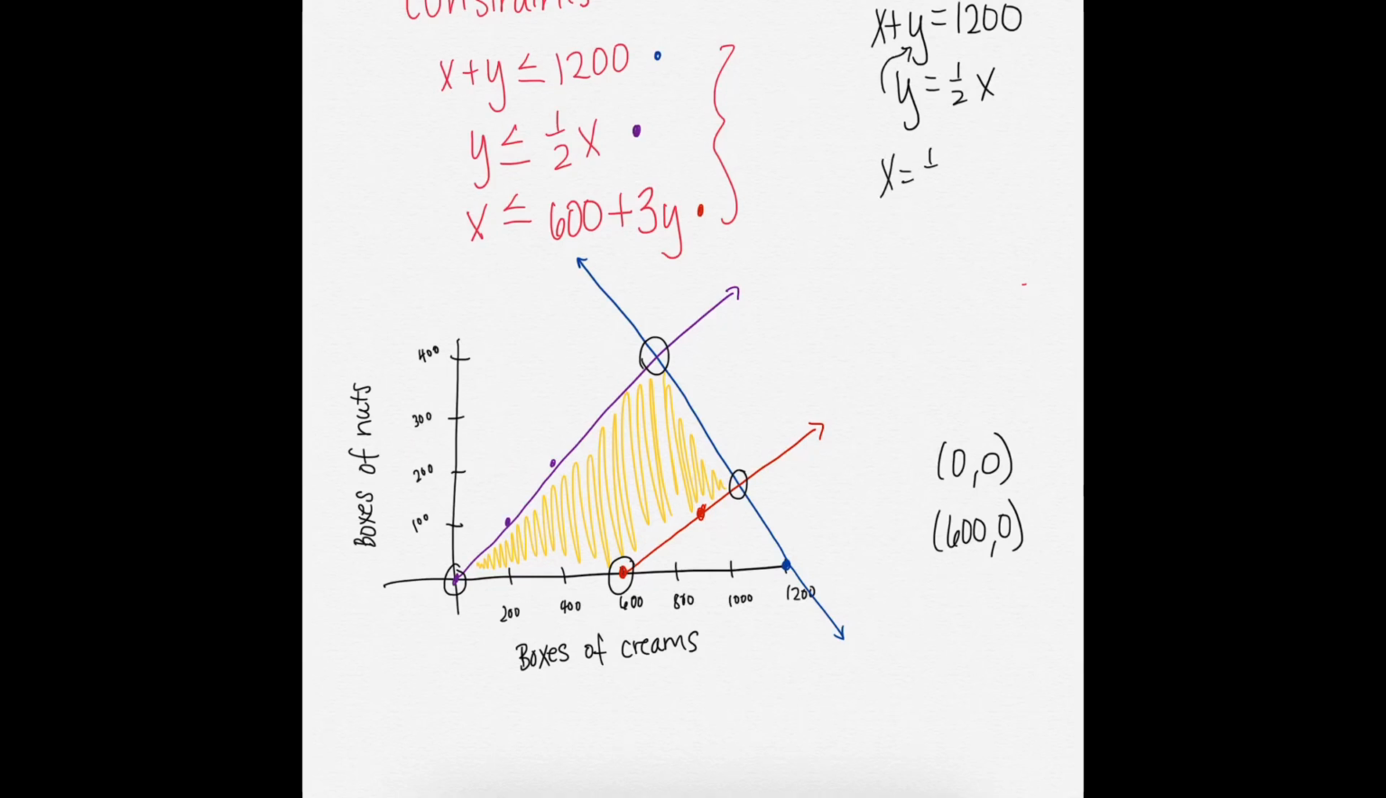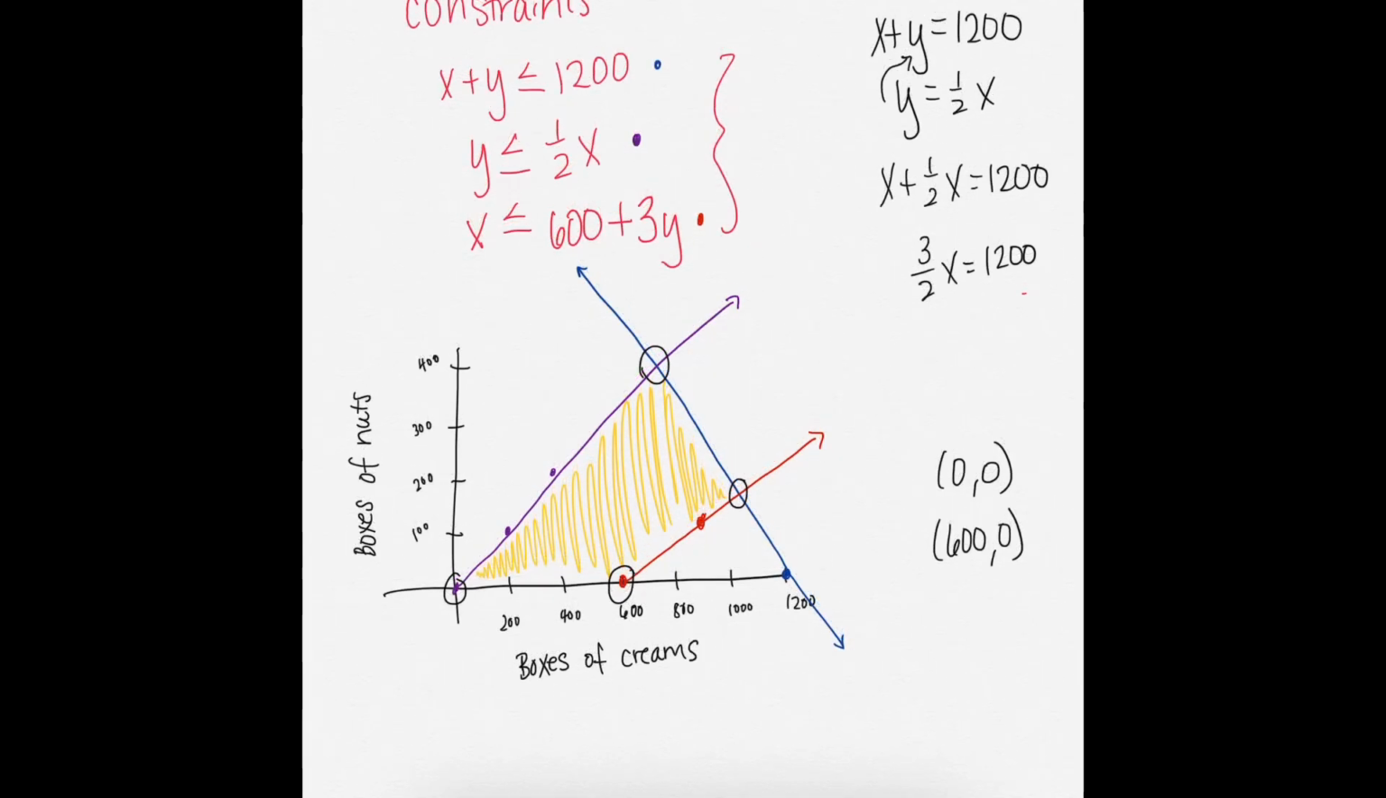So I have x plus 1/2 of x is equal to 1200, which gives me 3/2 x equals 1200. Solving for x, we multiply both sides by 2/3. Multiplying by 2/3, we are dividing by 3, so that should be 400 times 2, which is 800. All right, so that is my x value.